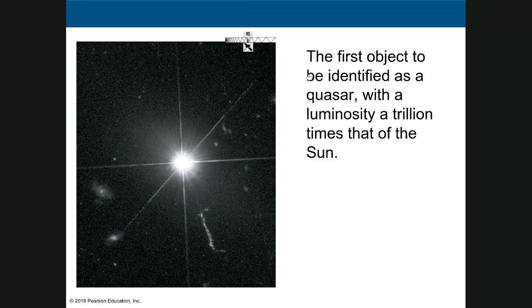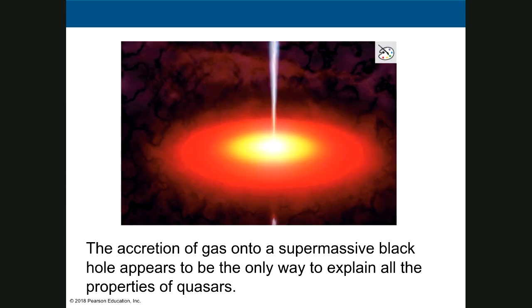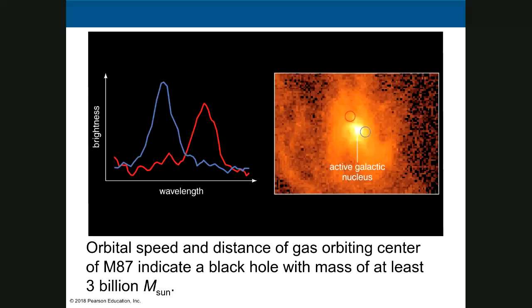So here we see a picture of the first object to be identified as a quasar, with a luminosity 1 trillion times that of the sun. And that is very far away. And the accretion disk of this object, which appears to be a supermassive black hole, is the only way we have within our current models of physics to explain this object. And there are even more intense objects in the universe too. Some we can't even see the effects of, like the Great Attractor. But more on that in a little bit.